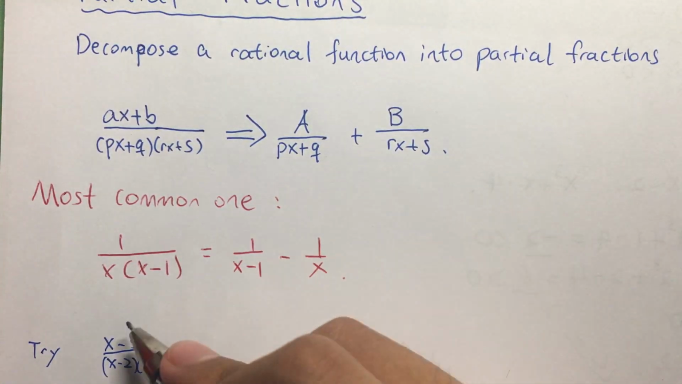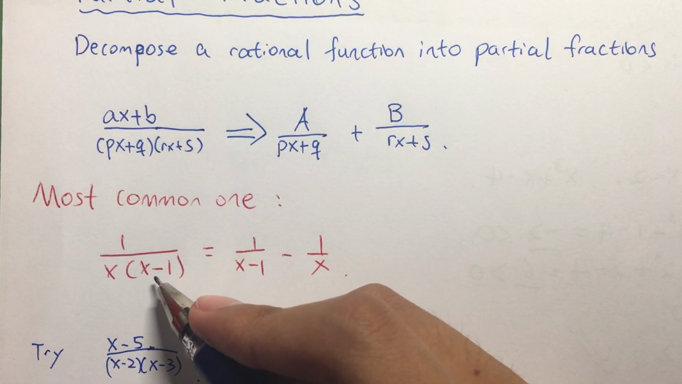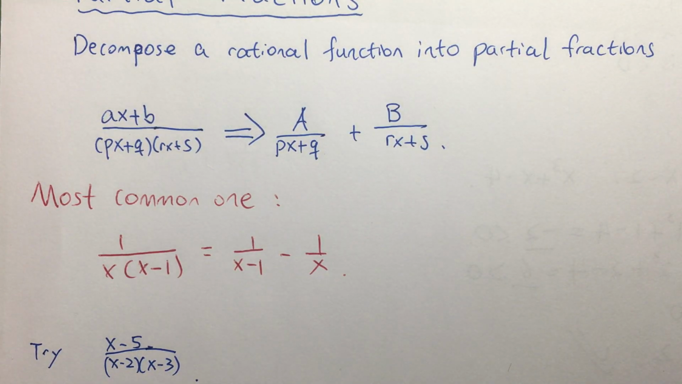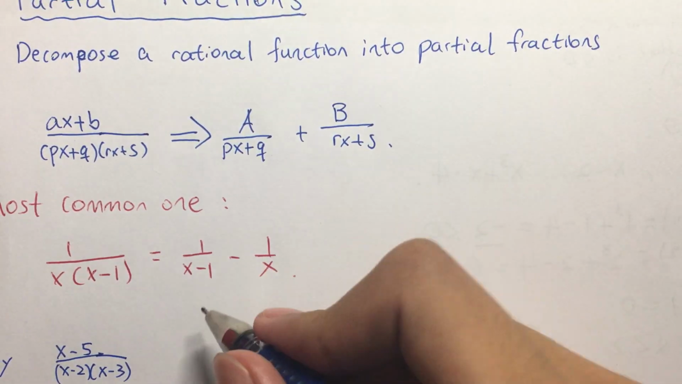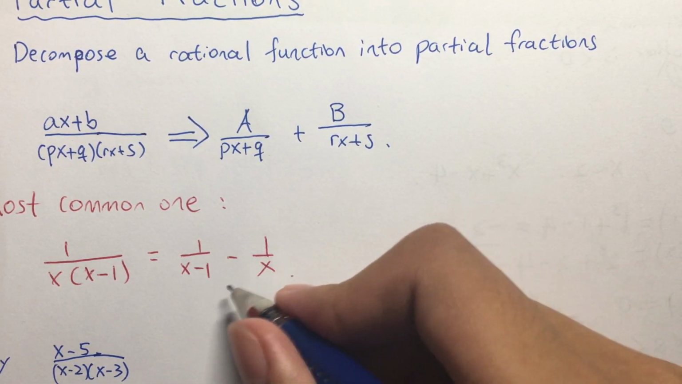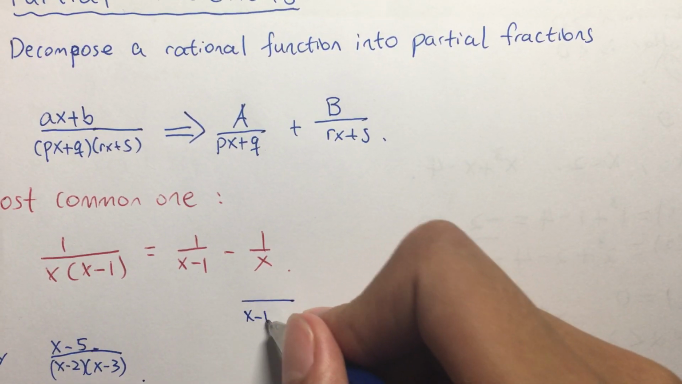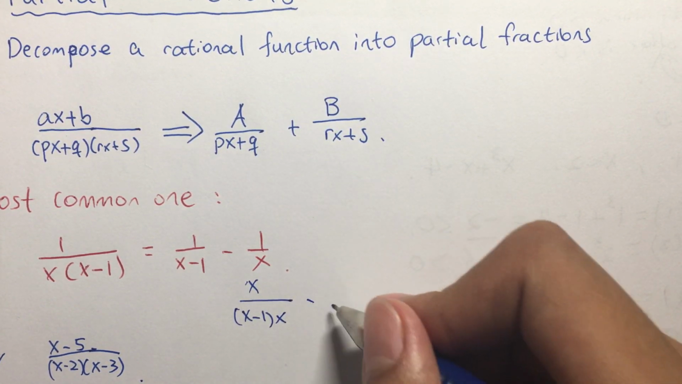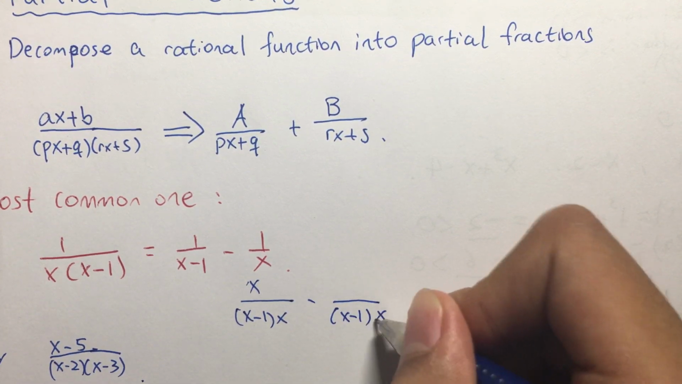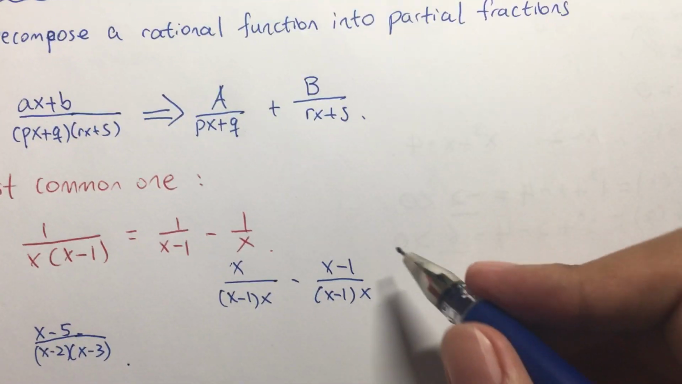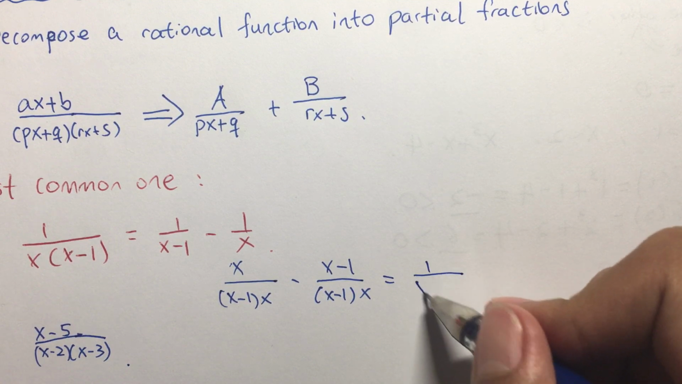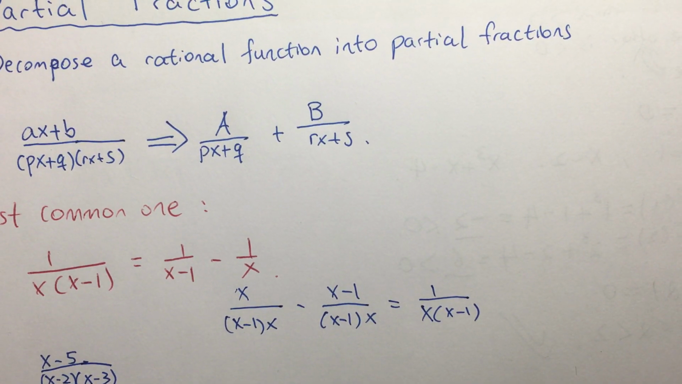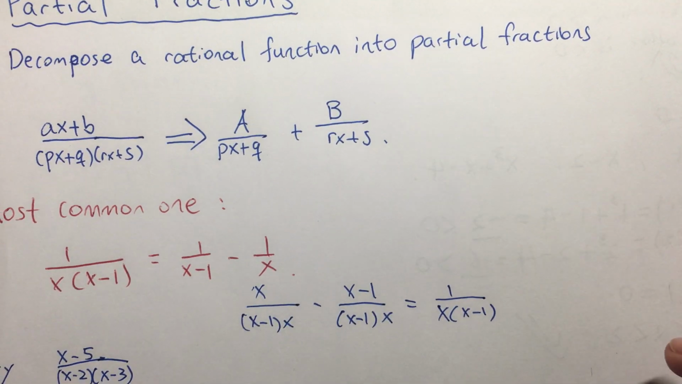The most common one is 1 over x times (x minus 1) equals 1 over (x minus 1) minus 1 over x. We can prove it by multiplying these: we get (x minus 1) times x, and here is x, and minus (x minus 1) times x, and here is x minus 1. So we will get 1 over x times (x minus 1). So that is the most common one.